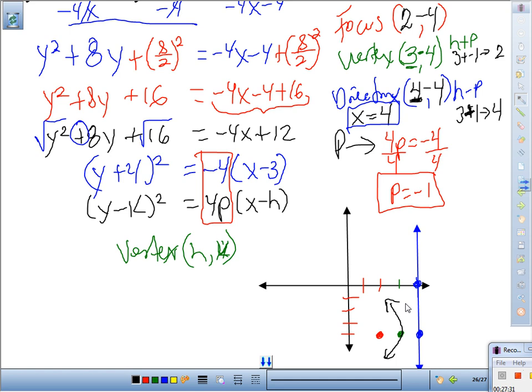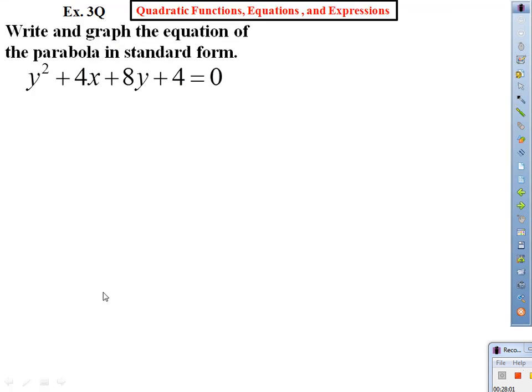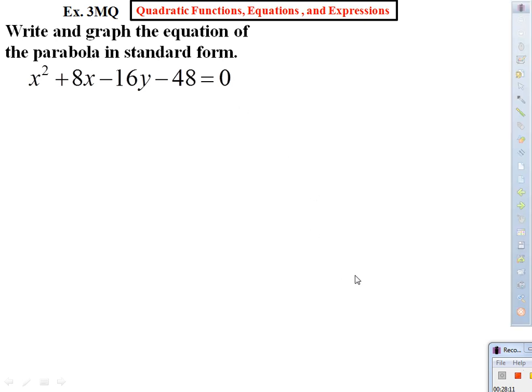All right? Let's see if you can do one by yourself. I'm going to give you a head start. And yeah, you can look at your notes, but try and go without looking at your notes as much as you can, and then look at your notes. Okay, here we go. Example 3. Write this down. X squared plus 8x minus 16y minus 48 equals 0. Copy that and go. I'll give you a head start.